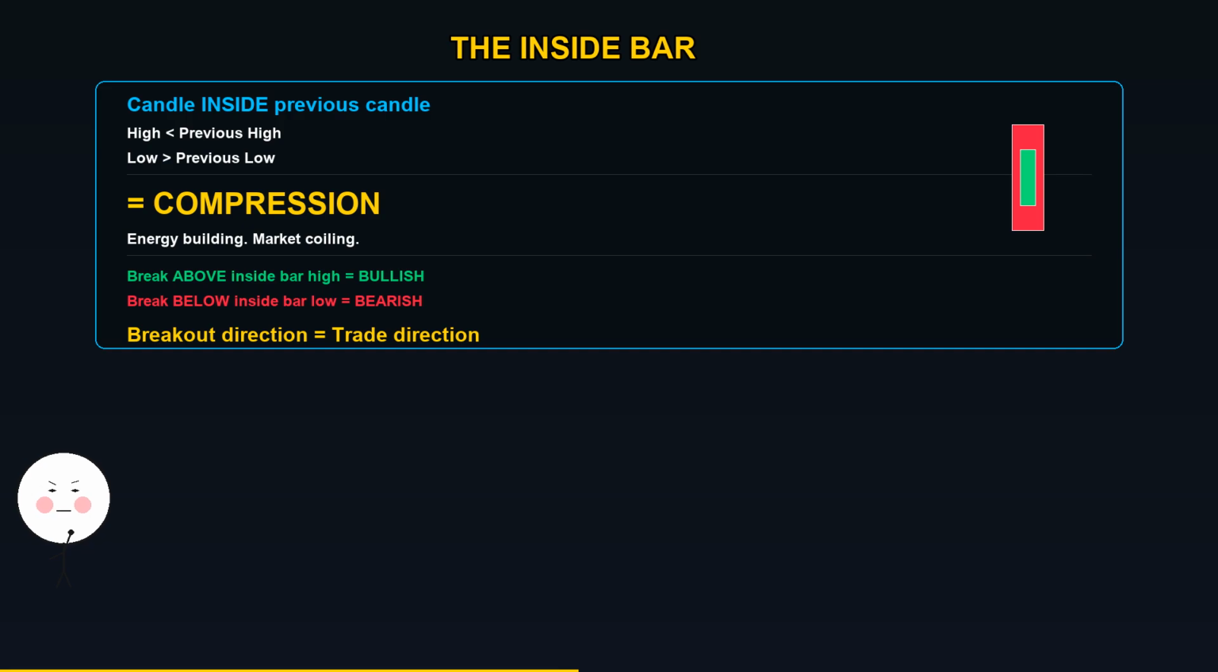The inside bar. A candle that is completely inside the previous candle. The high is lower than the previous high. The low is higher than the previous low. This is compression. Energy is building. The market is coiling. When the next candle breaks above the inside bar high, that is a bullish breakout. When it breaks below the inside bar low, that is a bearish breakout. Direction of breakout equals direction of trade.